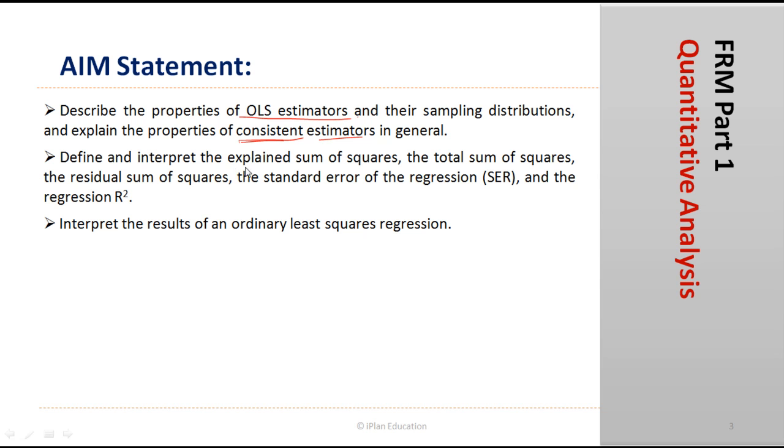Then we define and interpret the explained sum of squares, the total sum of squares and the residual sum of squares. And finally the standard error of regression, which we also call the standard error of estimates, and the regression coefficient of determination, which is R square. And finally we understand the interpretation of the results using OLS regression. So let us start with the basics of correlation.